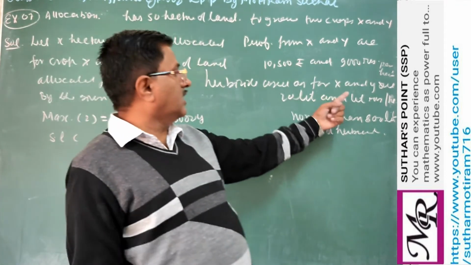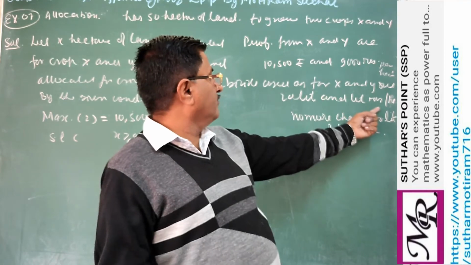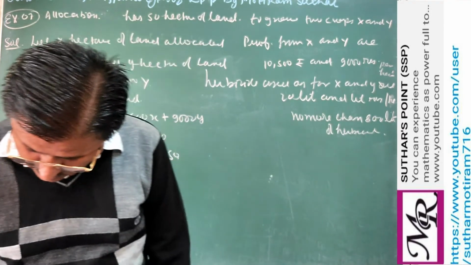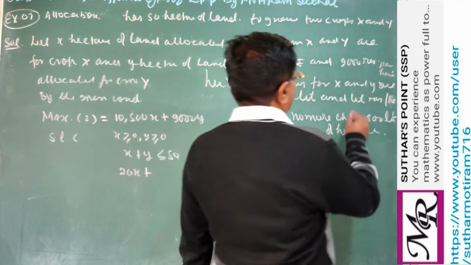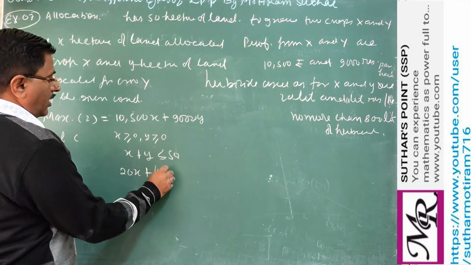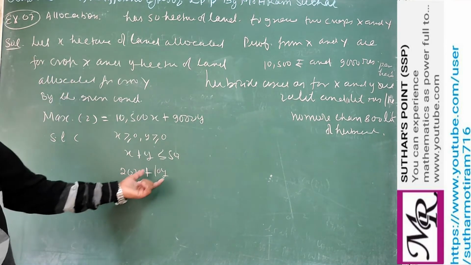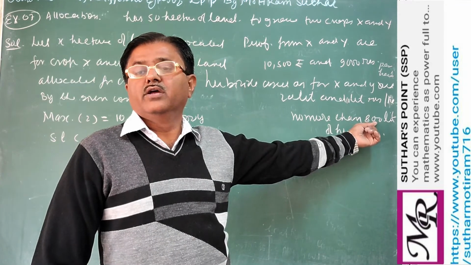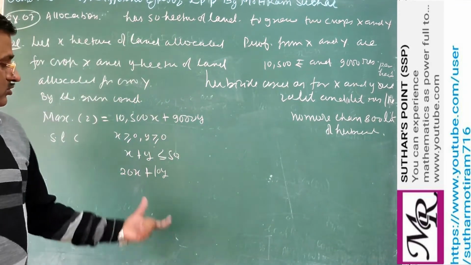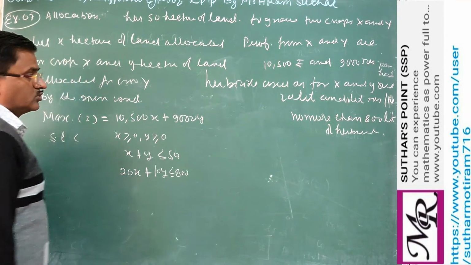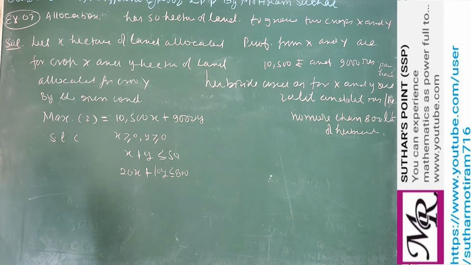Similarly, for the second type of crop, the herbicide is 10 liters per hectare, so 10 into 1. But the total quantity of the herbicide is no more than 800 liters. It means this total should be less than or equal to 800. So this is all the information we write.